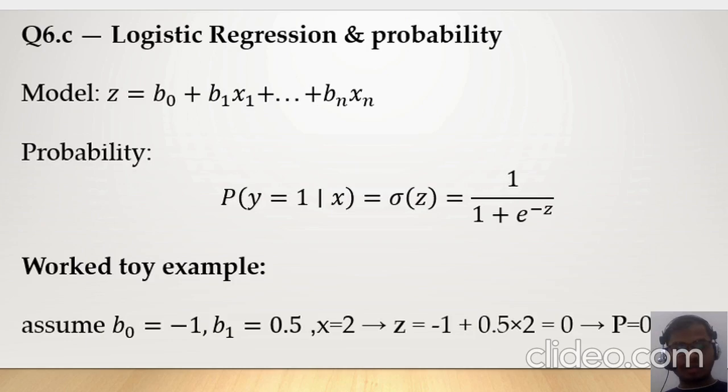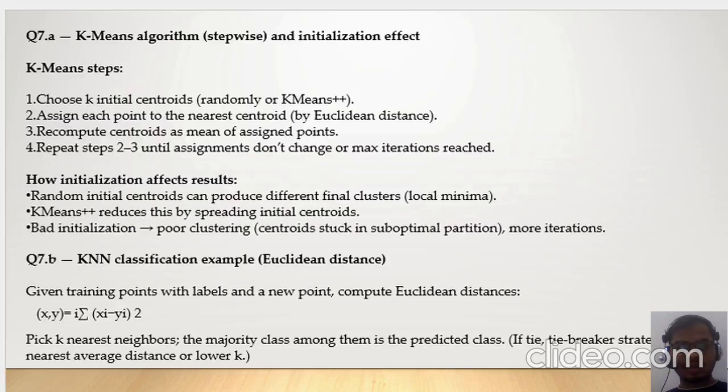And now C part: logistic regression and probability. The model is z equal to b0 plus b1 x1 plus dash plus bn xn. Now the probability formula and a working example is written here.